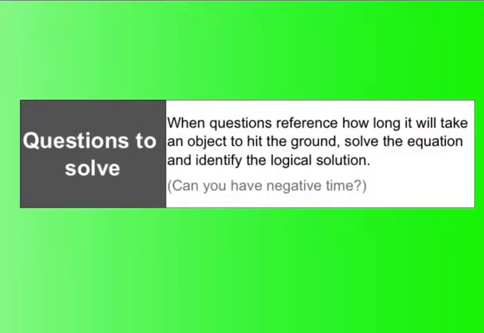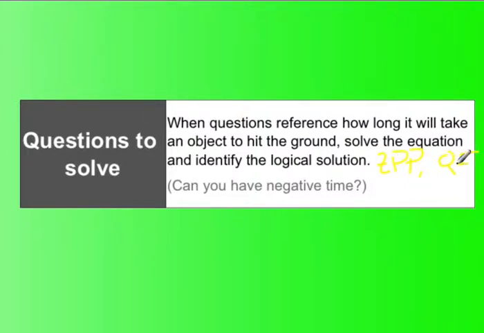So let's take a look at questions where you actually have to solve. When I'm talking about solving, I'm talking about using the zero product property or the quadratic formula. Typically, when we solve quadratics in word problems, we usually end up using the quadratic formula. When questions reference how long it's going to take for an object to hit the ground or to hit a certain height, you need to solve the equation and identify the logical solution.